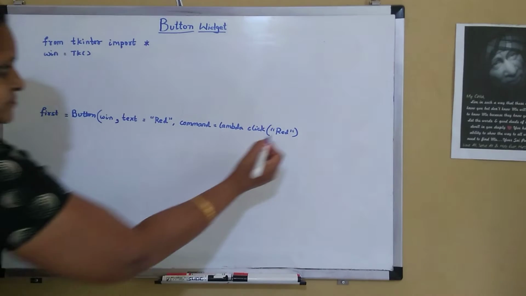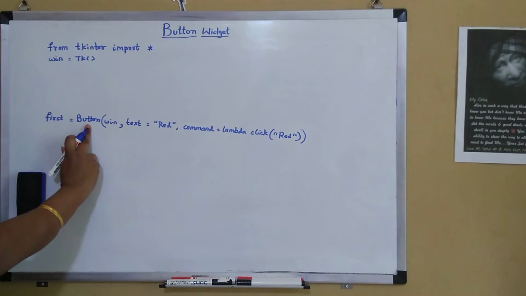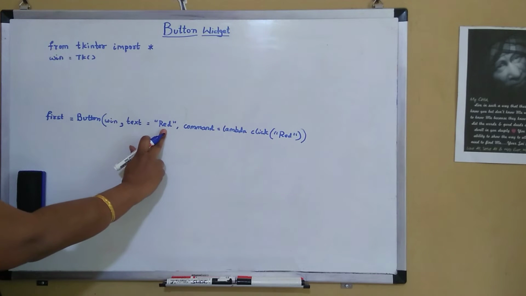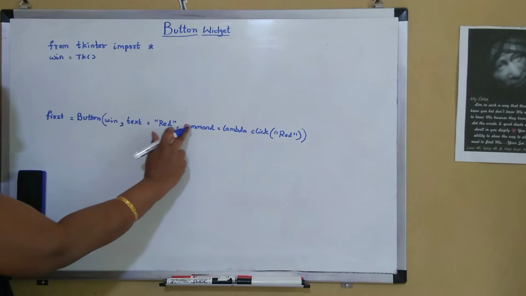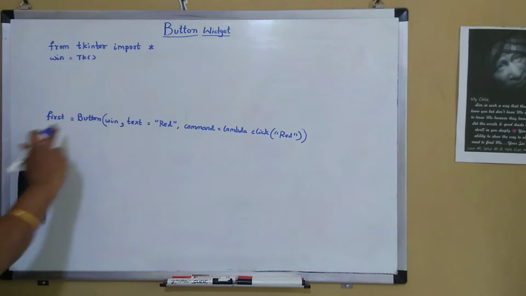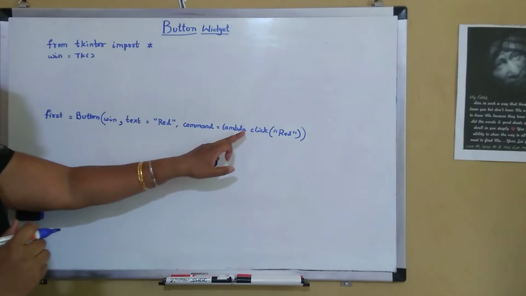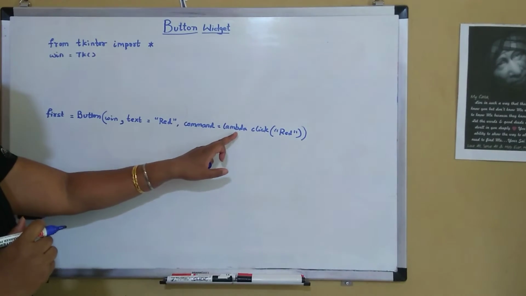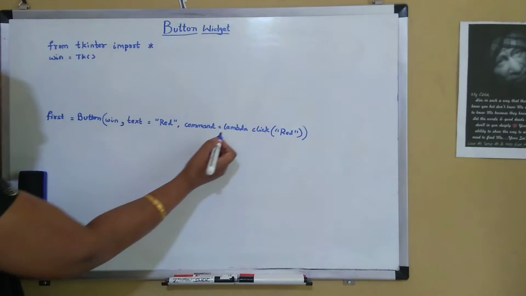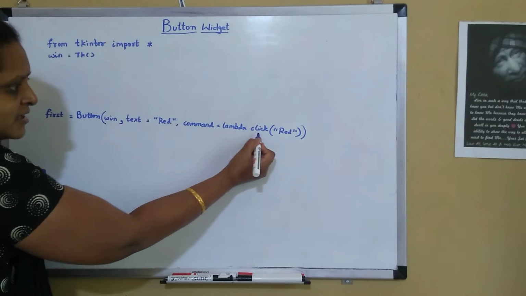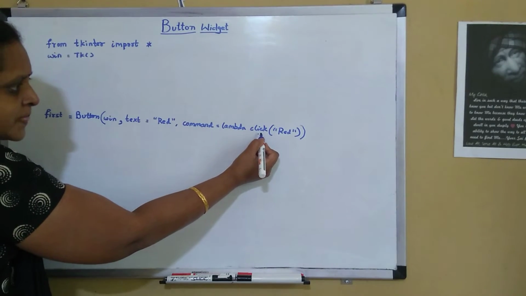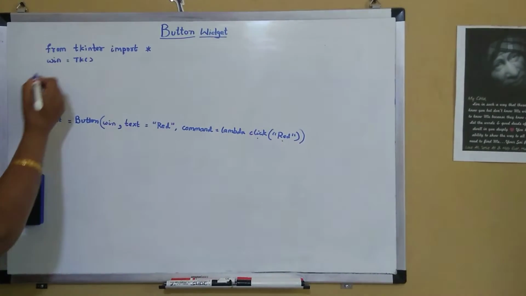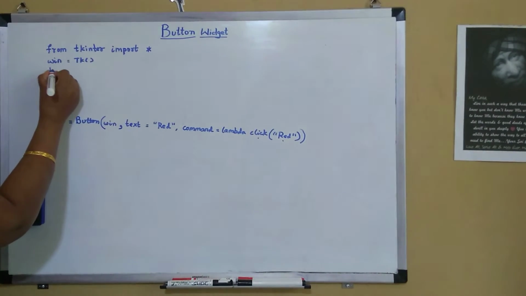So here I'm placing the button widget on the main window, and the text for that button is equal to red. And the command, when I click on the red color button, since I'm passing red as the parameter argument, I have to use a lambda function. So lambda keyword, lambda click, where click is the function name and red is the argument.